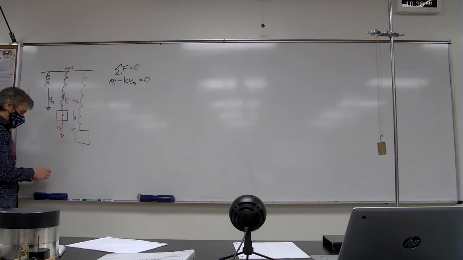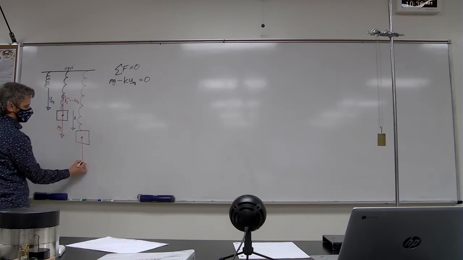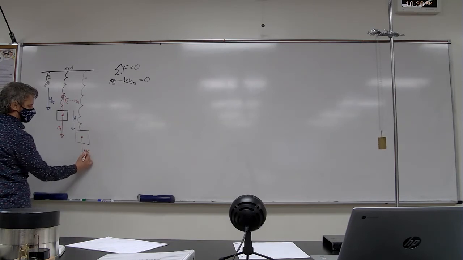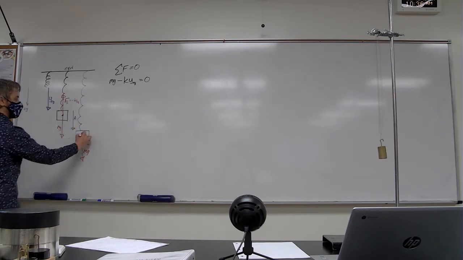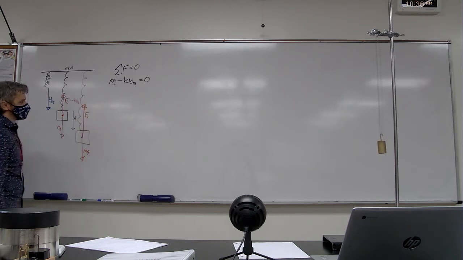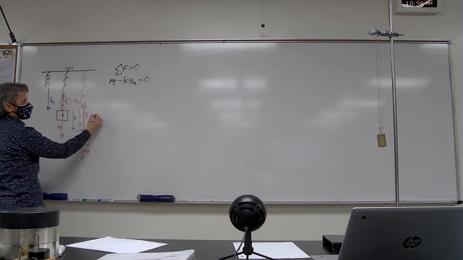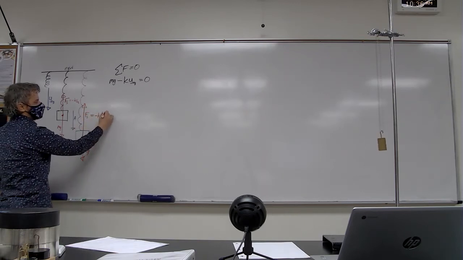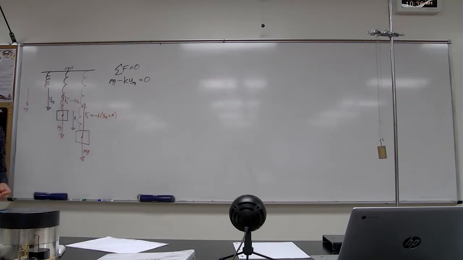Now here, what direction is the net force going to point? Whenever I stretch it farther down, it's going to point up, which means my new spring force must point up. And so for the total stretch, that force is going to be negative k times the equilibrium position plus the amplitude, right?